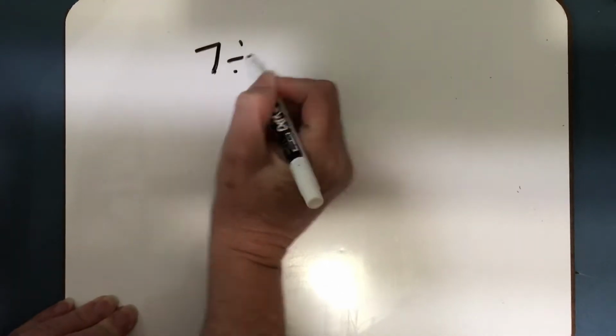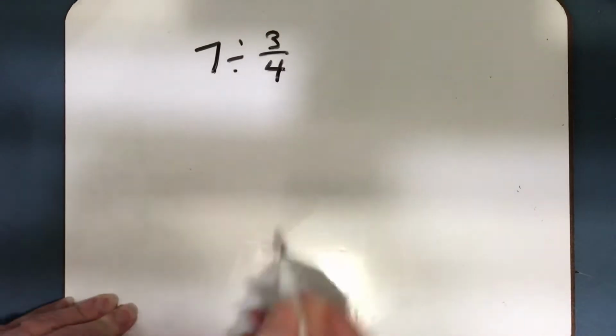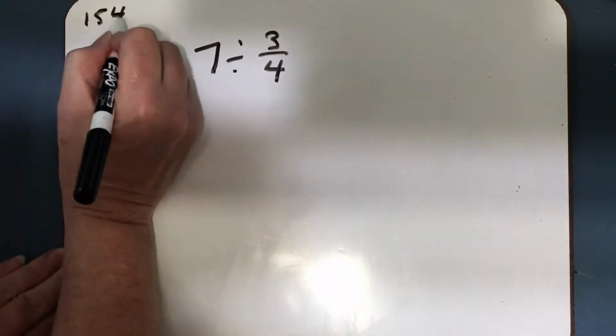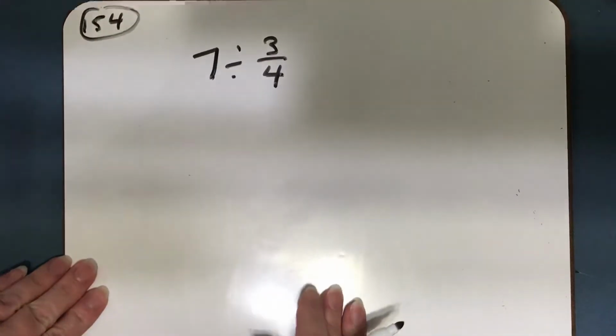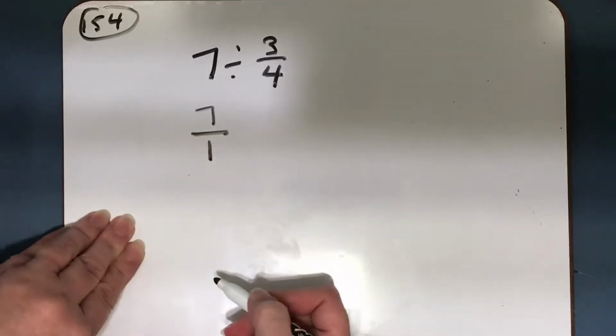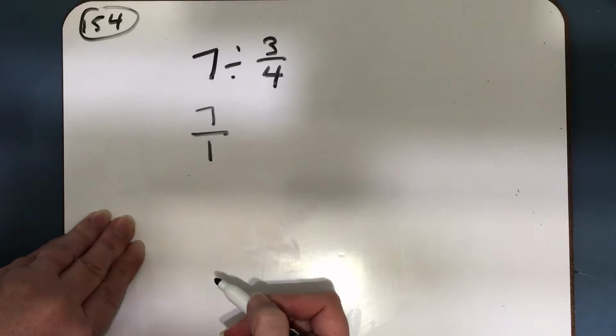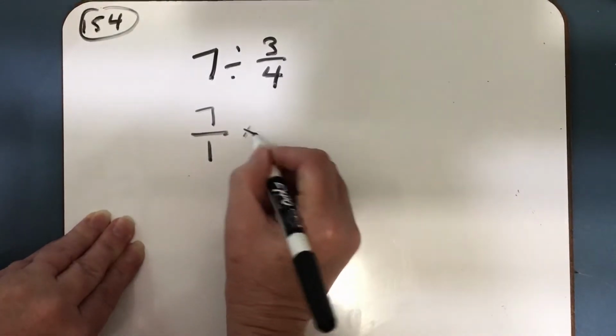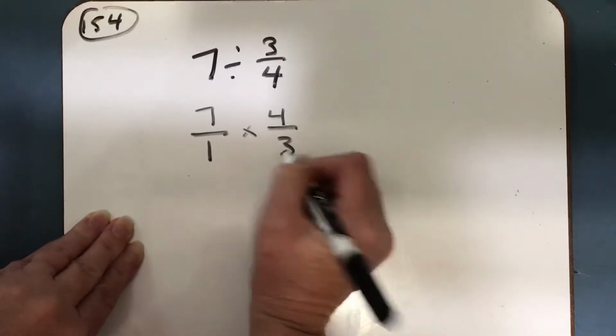So remember that when you divide a whole number by a fraction, the first thing that you have to do is change the whole number into a fraction. So it'd be 7 over 1, and then you multiply by the reciprocal of the divisor. So the divisor is 3/4. So the reciprocal would be 4/3.